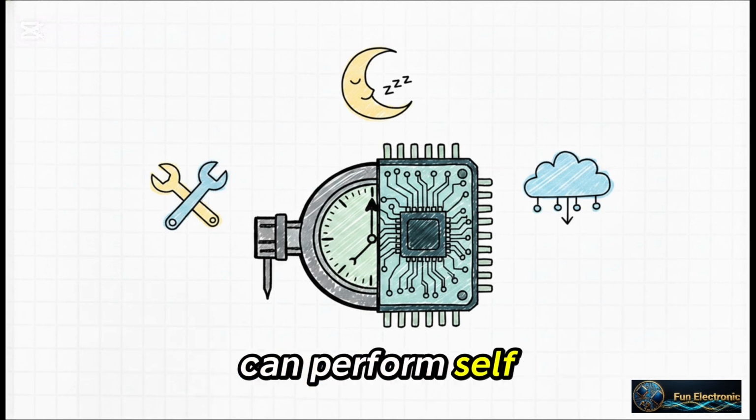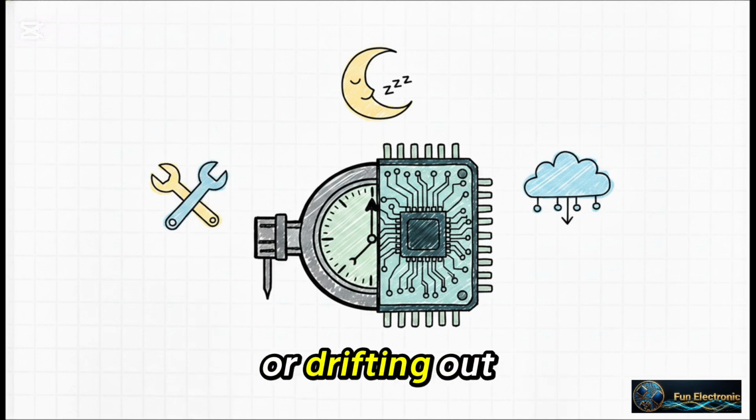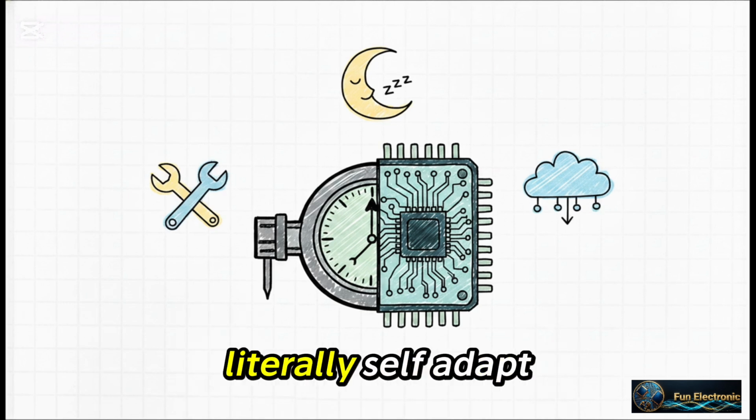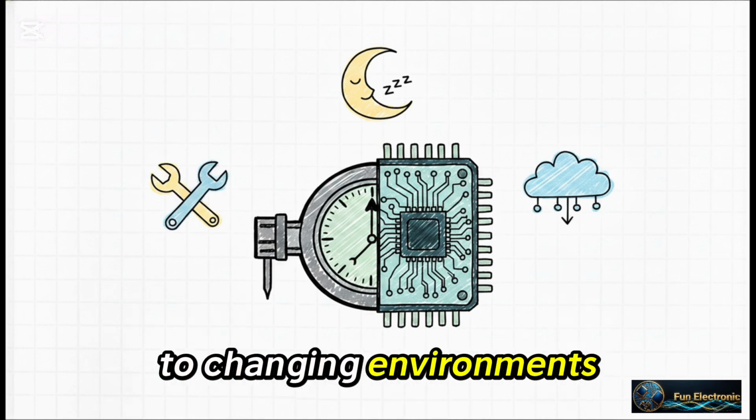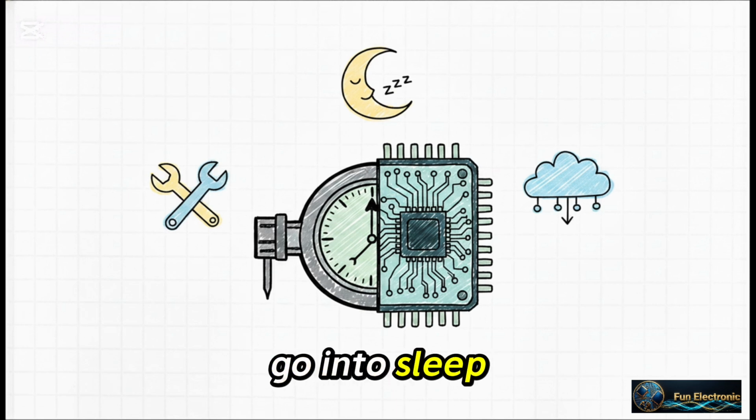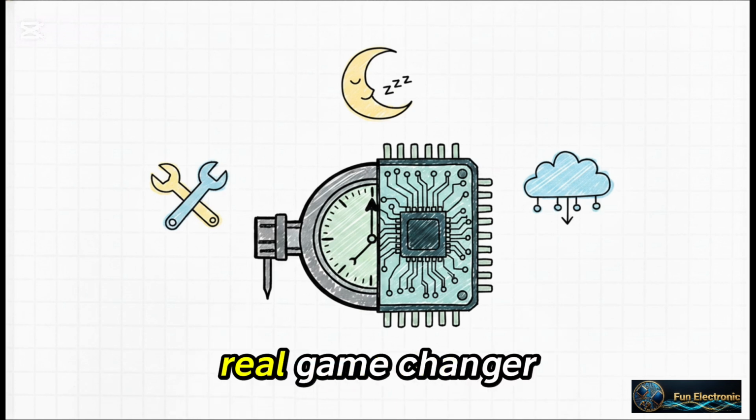First off, they can perform self-diagnostics to see if they're broken or drifting out of calibration. Second, they can literally self-adapt to changing environments. They can even decide on their own when to go into sleep mode to drastically save power or figure out exactly when it's the optimal time to dump their stored data onto a larger network. It is a real game changer.